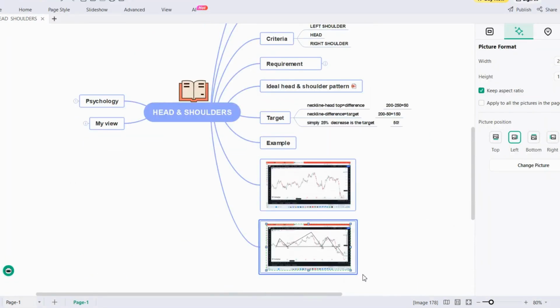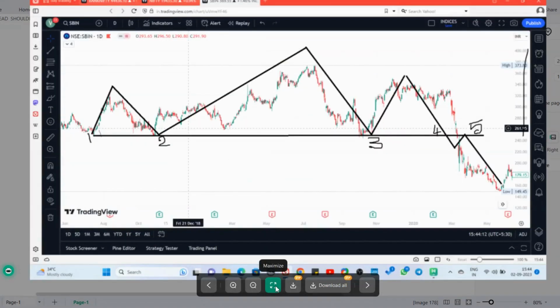This is the example here, and what should be the target here? I have already discussed it. If the neckline is at 200, you should be able to take your profits at 150. That is a 25% decline. In this example, there is surely a 25% decline here. Now, what is your entry? What is your target, and where should your stop loss be?